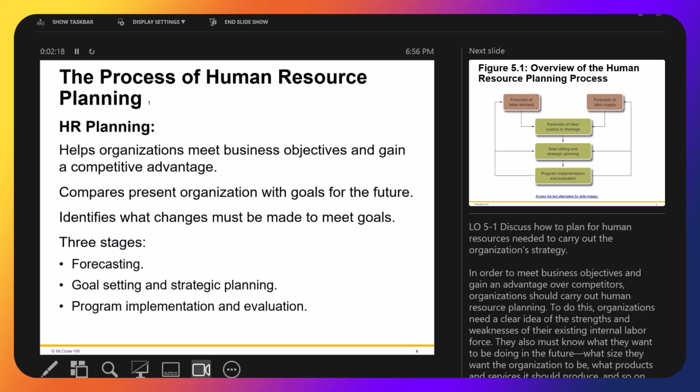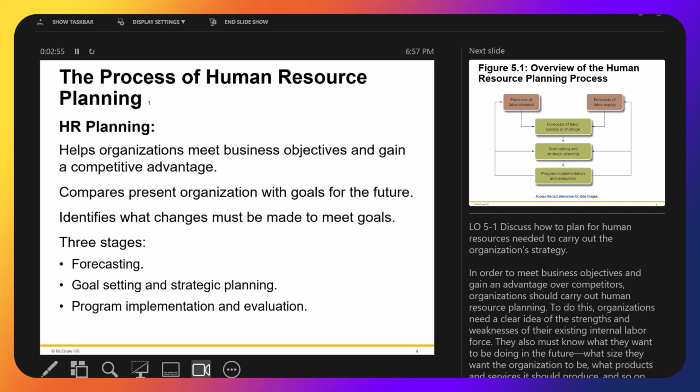The process of human resource planning, HR planning, helps organizations meet business objectives and gain a competitive advantage. It compares the present organization with goals for the future and identifies what changes must be made to meet the goals. So when businesses are trying to be competitive, everybody has competition, and they have to do things to be proactive to stay ahead of the competition.